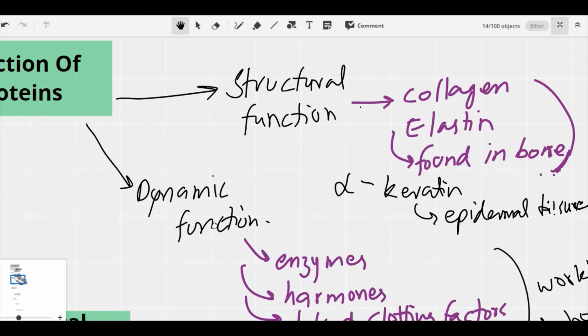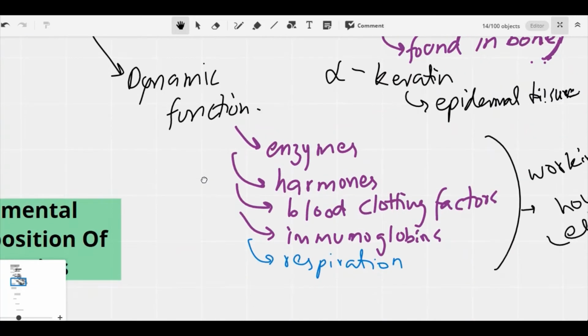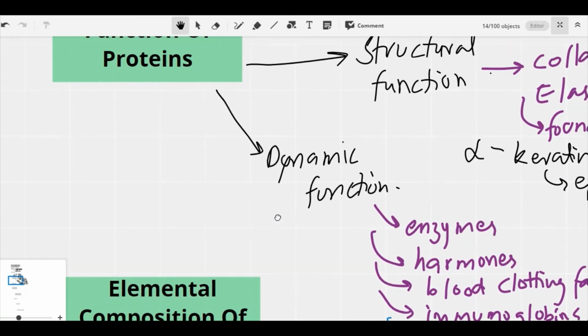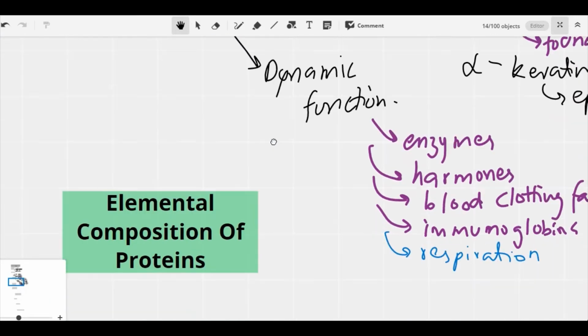And in case of the dynamic function, you have to remember the different works or the different processes that take place in the living organisms. Okay, and what are those elements that help in those processes in the living organisms? So there the proteins take part and play a very important role.